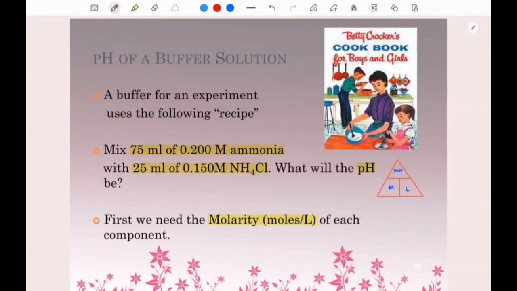Moving on, we will learn about the pH of a buffer solution. For example, we will mix 75 ml of 0.2 molar ammonia with 25 ml of 0.15 molar ammonium chloride. What will the pH be? The question asks us to find the pH. The first thing we need to do is find the mole for each component.